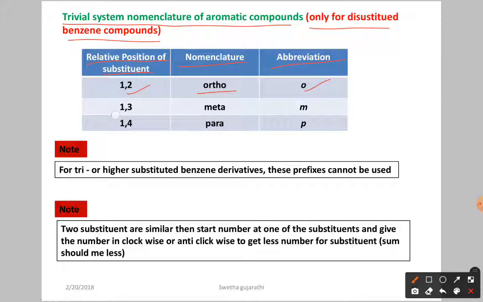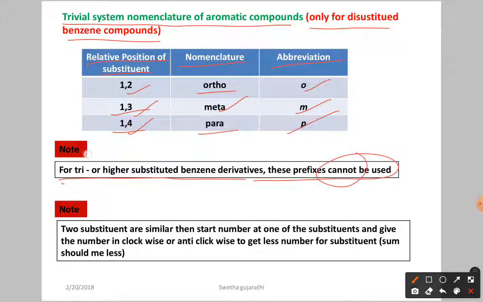If the relative position of the substituents is 1,3, that is called meta, and the abbreviation is small m. If the relative position of the substituents is 1,4, then we call it para, and we show it with only small p. Now for tri and higher substituted benzene derivatives, these three prefixes we are not going to use.